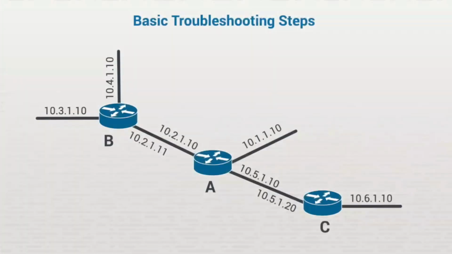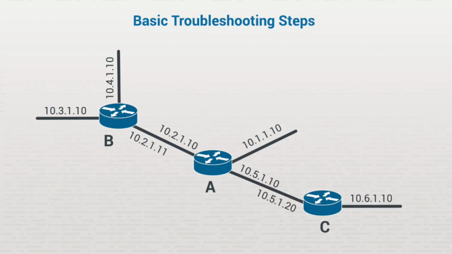In this lesson, we're going to spend some time talking about how to troubleshoot neighbor issues with the IPv4 Open Shortest Path First protocol, or OSPF, and Enhanced Interior Gateway Routing Protocol, or EIGRP. Let's use this sample topology to walk through some of the basic steps to follow if you're having routing problems.